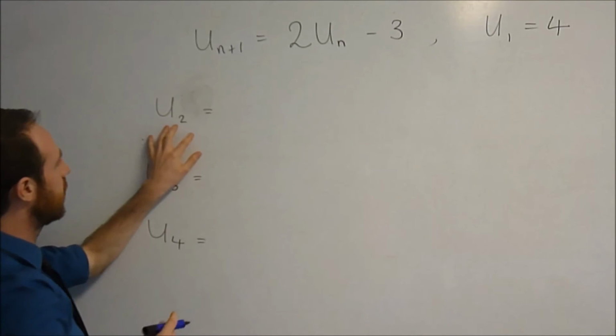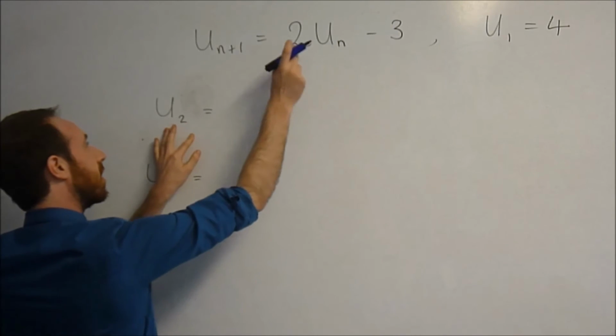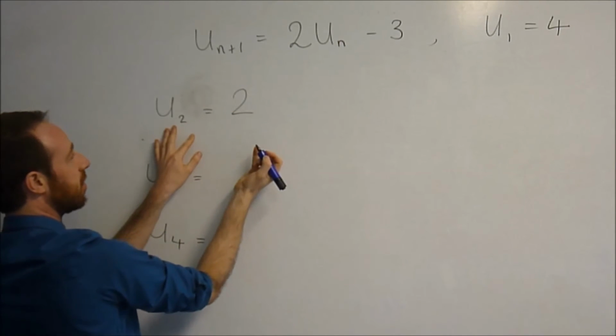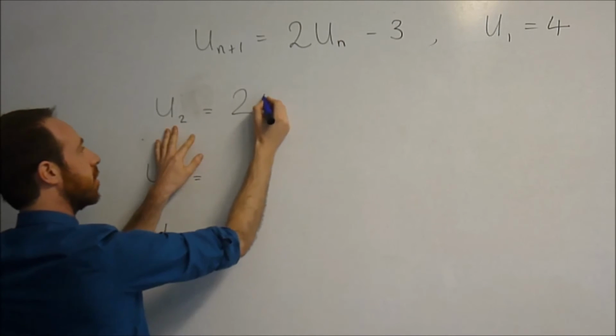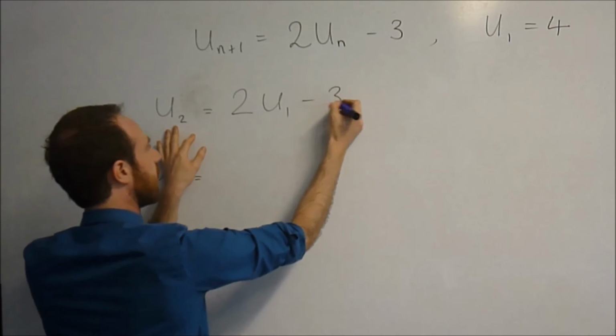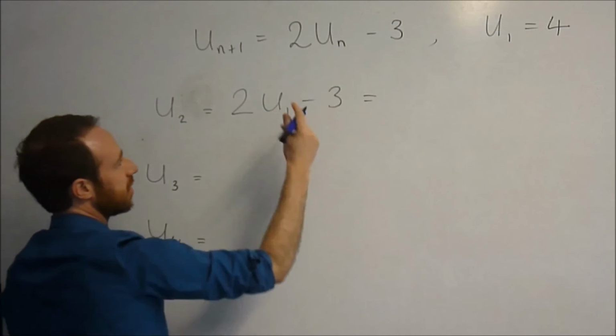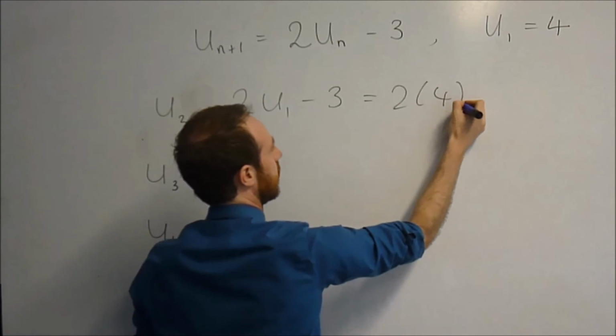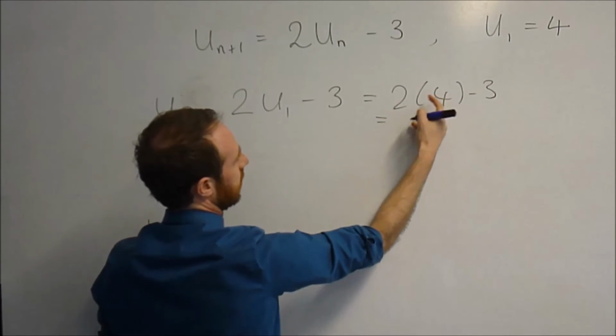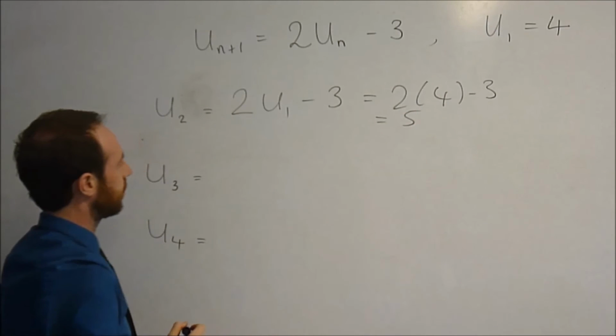So if we want to work out U2, read the formula. This says 2 times the term before it. Well, the one before U2 would be U1, take away 3. Well, we know what U1 is. It's 4. So 2 times 4, take away 3. That's 8 minus 3 is 5.